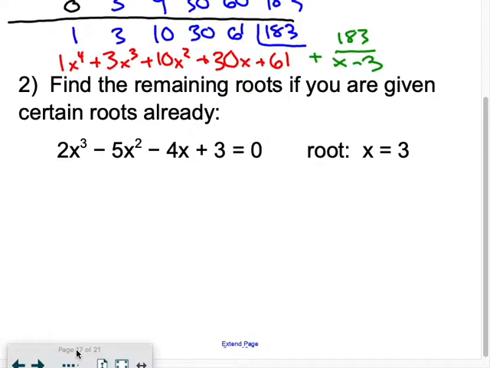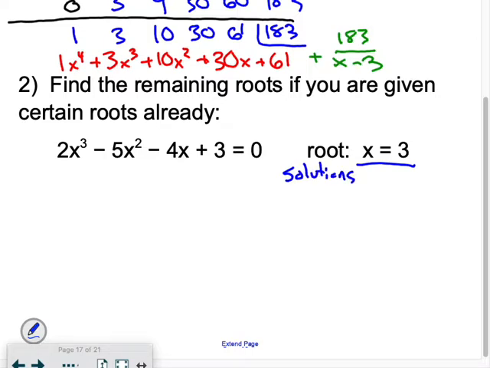Find the remaining roots if you are given certain roots already, right? So here's a polynomial equation, 2x cubed minus 5x squared minus 4x plus 3. The root given is x minus 3, right? So this isn't necessary for this question, but if we're given a root at x equals 3, that's a solution, right? Remember, roots are solutions.